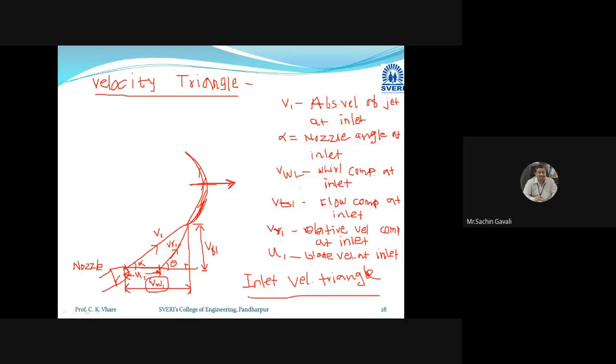Okay. Now at outlet, what will happen? This VR1 will glide over the blade here, and it will result in VR2. So this will be VR2, the relative velocity component at outlet. And V2 will be like this, so this will be V2.